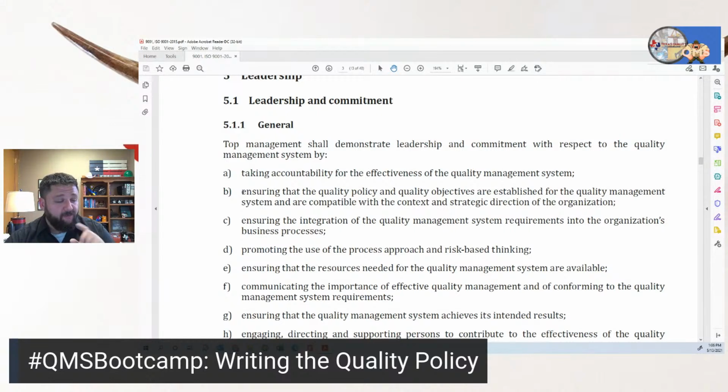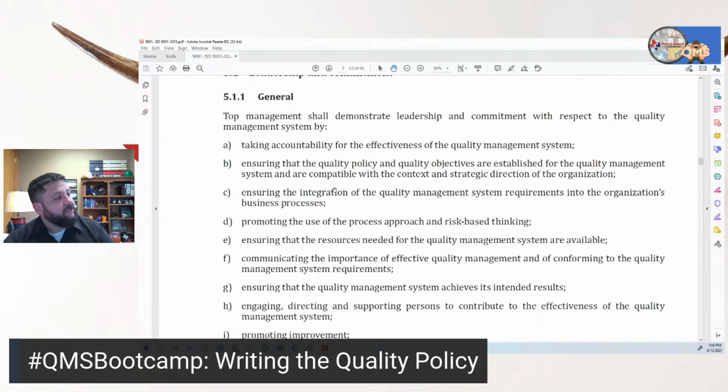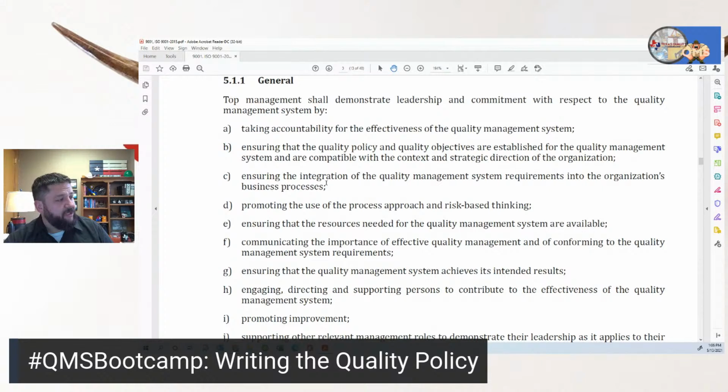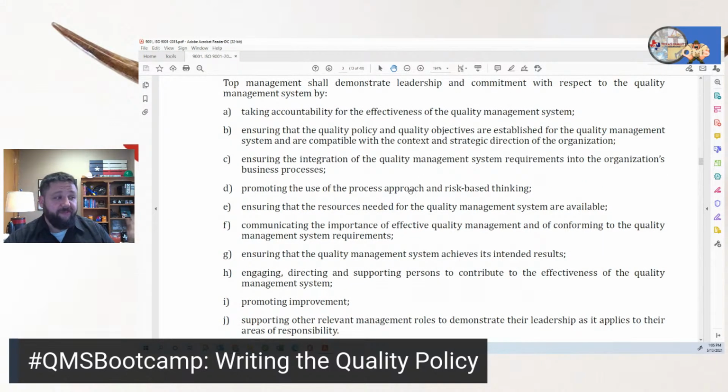So let's make certain we know who top management is. In small companies, sometimes those lines are blurred, but it really needs to be top management that's signing off and approving this. So, again, leadership's job is to ensure integration of the quality management system, promote the use of process approach, risk-based thinking. I think maybe we've talked about that a few times in these courses, and I'm certain we'll talk about it a few more before it's all said and done.